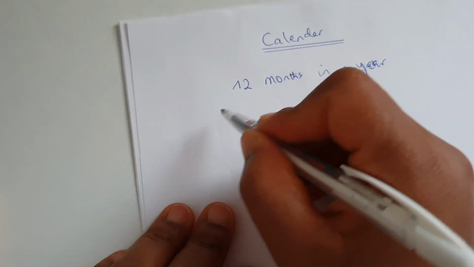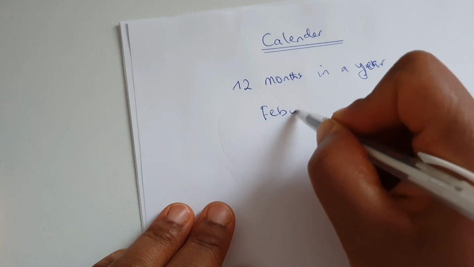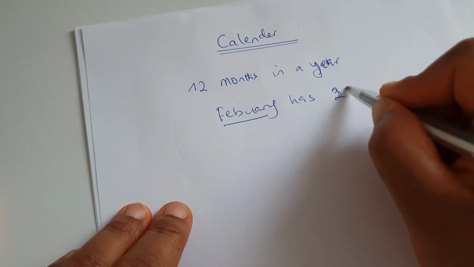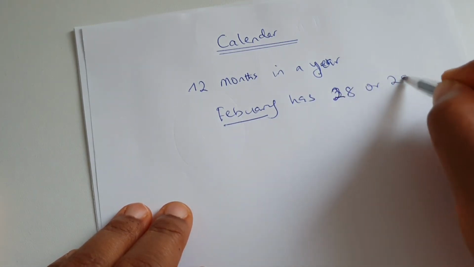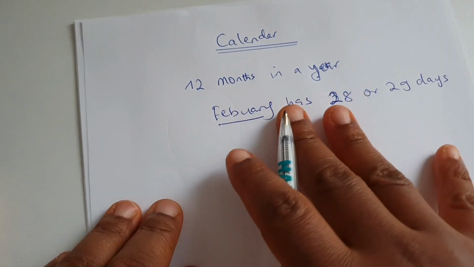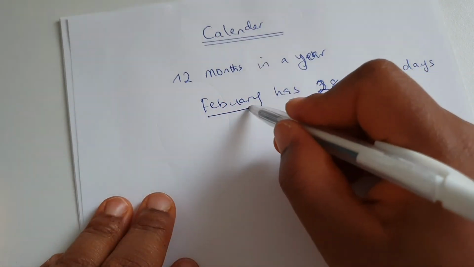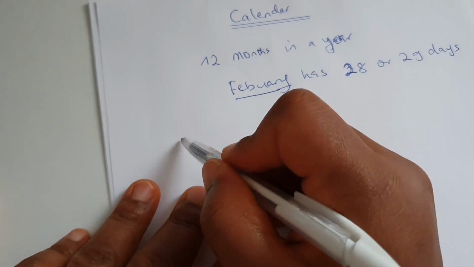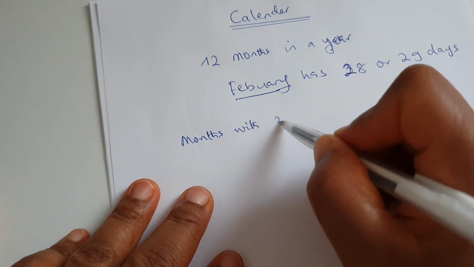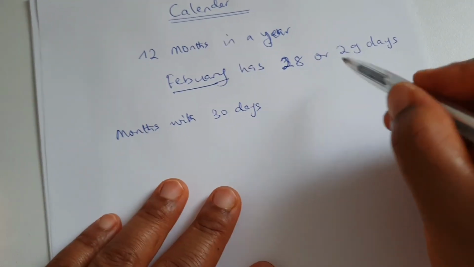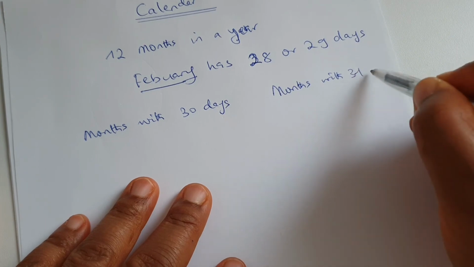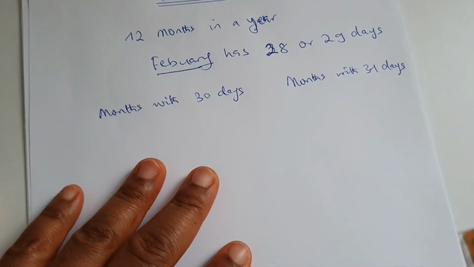So let's say, okay, February has 28 or 29 days. It depends on whenever there is a leap year, then the number of days will change. So a month with 30 days, then months with 31 days. Then we make a table.